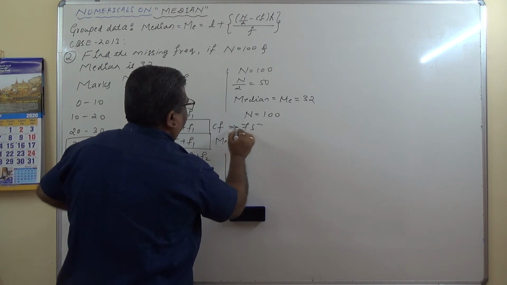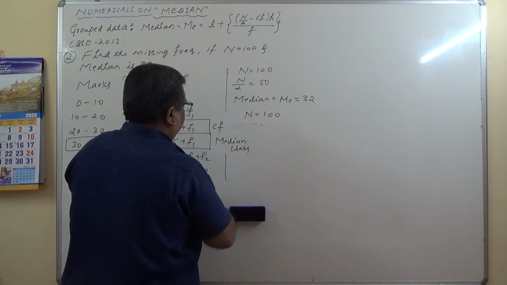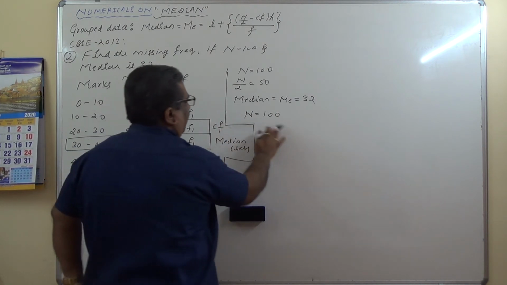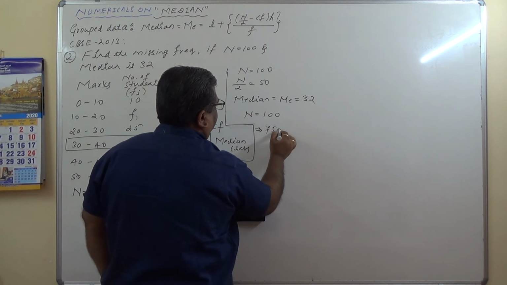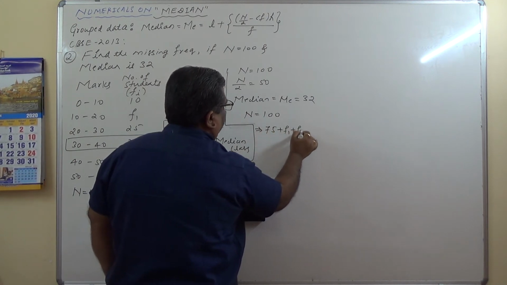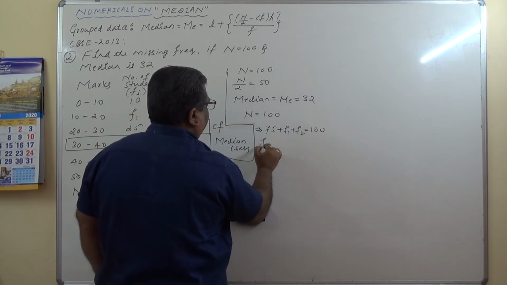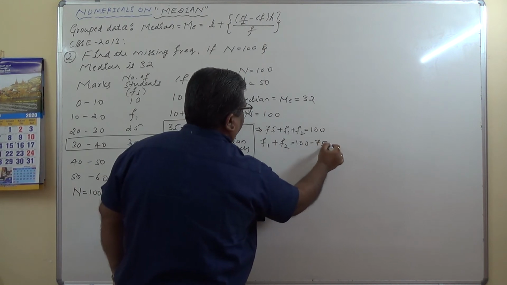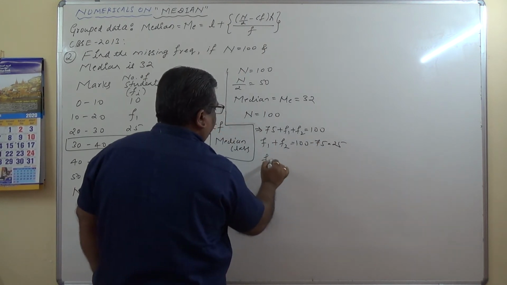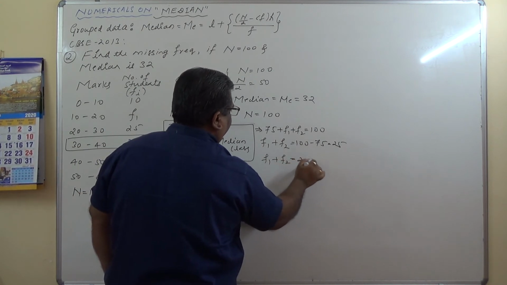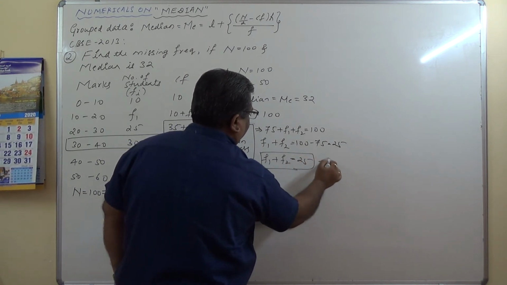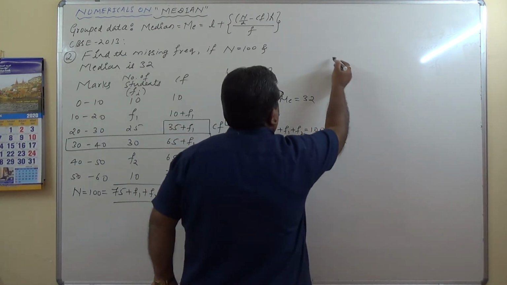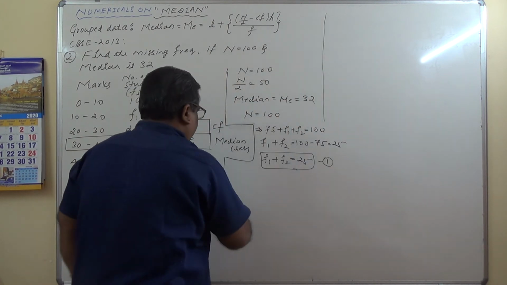75 plus F1 plus F2 equals 100. So F1 plus F2 equals 100 minus 75, which is 25. So F1 plus F2 equals 25. So mark this equation as the first equation. Okay. Now here I'll continue there, or probably this side also.